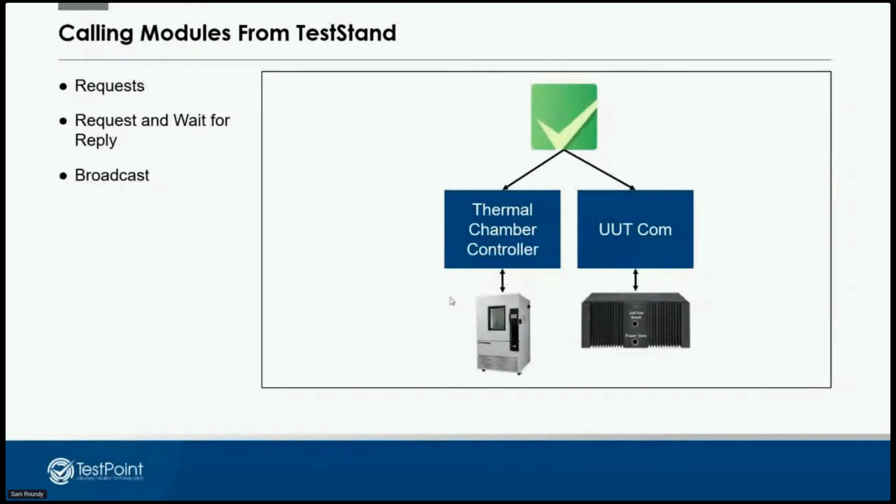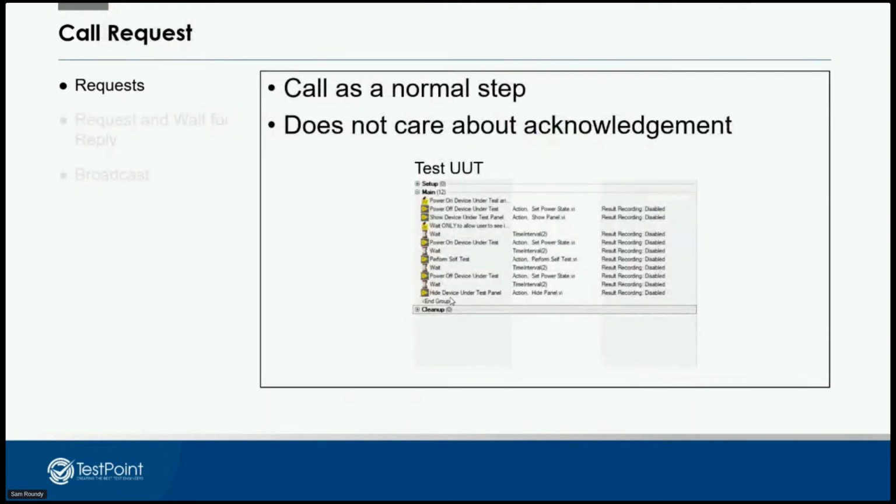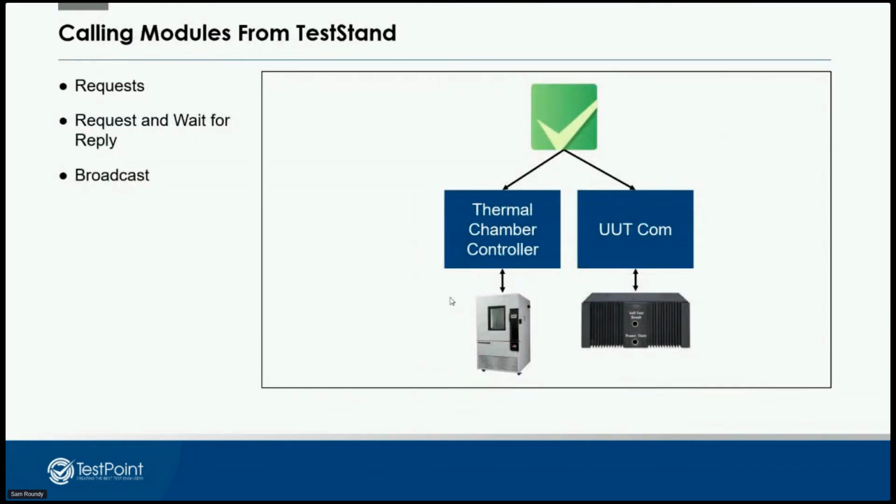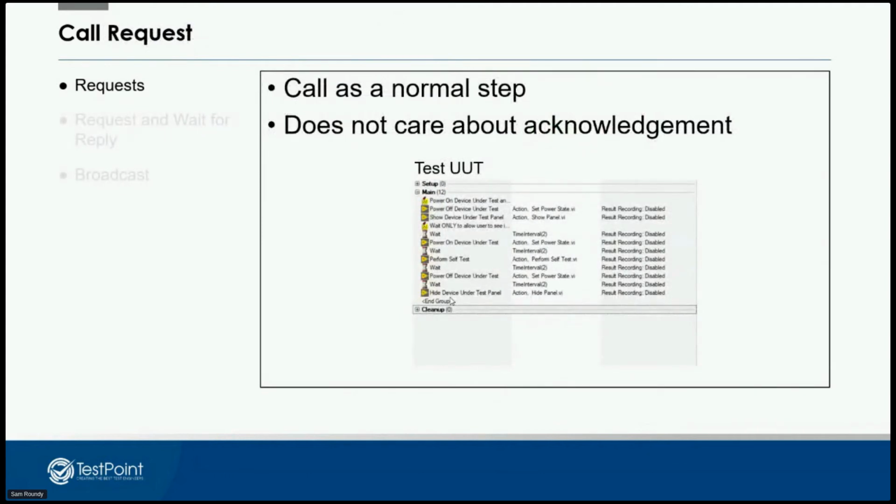So something kind of like this. You have TestStand, you want to talk to a thermal chamber and to your UUT. So you create two modules. You have request and wait for reply. You have broadcast. And so you want to talk to these modules like this from TestStand. So with a request, you just call as a normal step. This is pretty easy because you're just sending information to the DQMH module and you don't care about the acknowledgement. You just want to send off a piece of information, say, go do this or go get this or go handle this, and you don't care. And so this is pretty straightforward. You're going to throw down a LabVIEW step. You're going to call it directly.